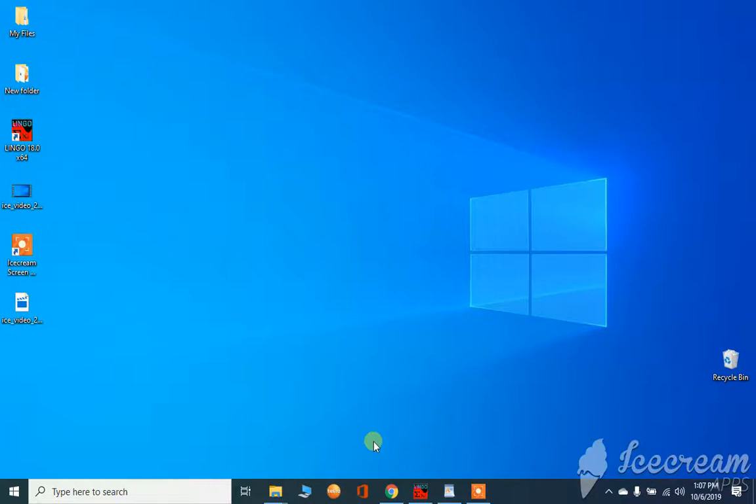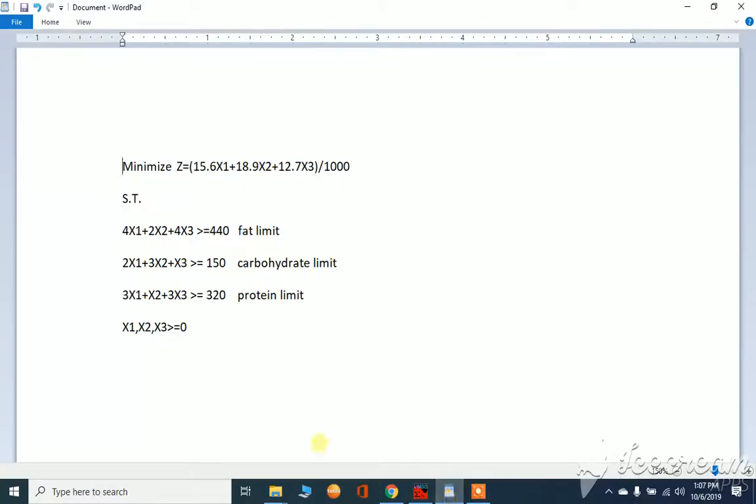Today I'm going to show you how you can use Lingo software to solve a model and find the optimal solution. The example that we are going to use today is a diet problem. We have a minimization problem about three different foodstuffs, each of which has a specific price, and for the diet we need at least a specific required amount of fat, carbohydrate and protein. So this is our model.